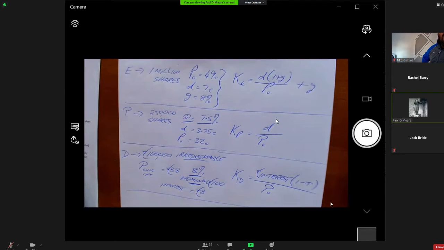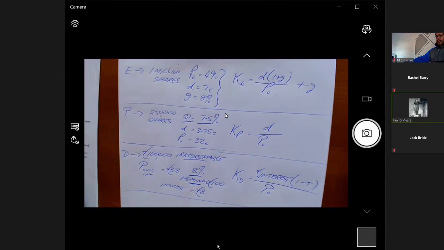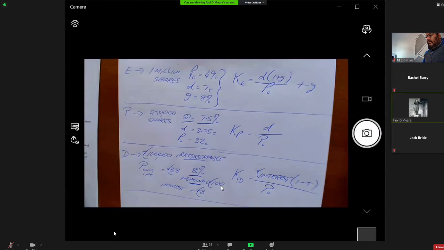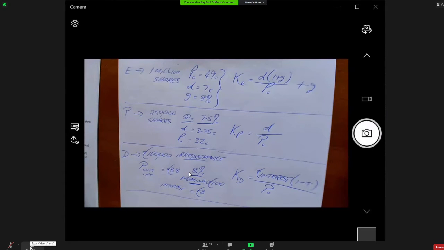But I hope you have an idea of the kind of stuff you're looking for here. For ordinary shares, you need the number of shares, the price and dividend growth. Preference shares, number of shares, dividend and price. There's no growth in preference. And for debentures, you need to know the actual percentage, the interest rate, and the amount they borrowed, that kind of thing, and the tax rate.